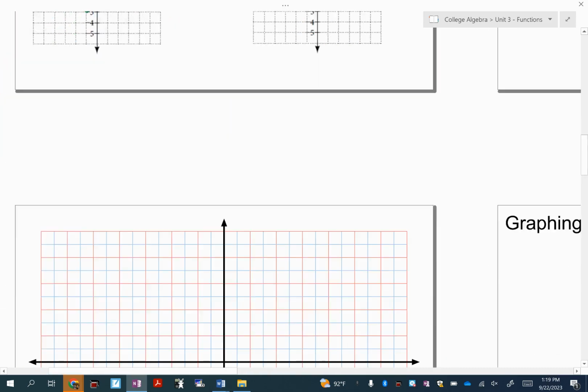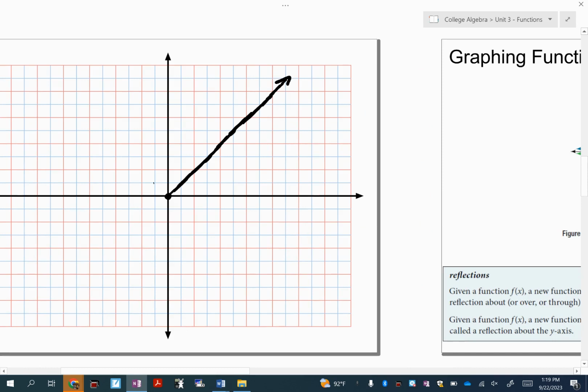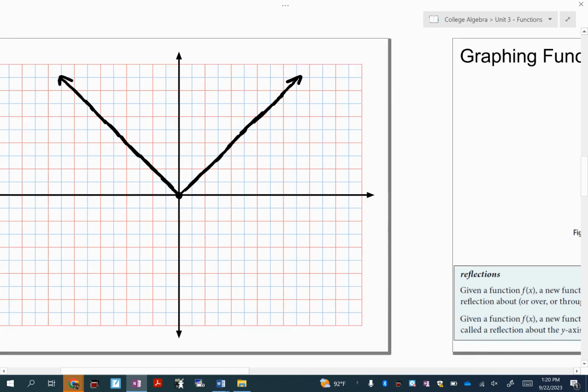All right, so I'm going to first plot the parent absolute value function, which is just going to be essentially 2 lines connected at the origin. And you'll notice both of these lines have a slope of 1 or -1. I guess I should say one of them has a positive slope of 1, the other has a slope of -1. All right, that's what creates that V.